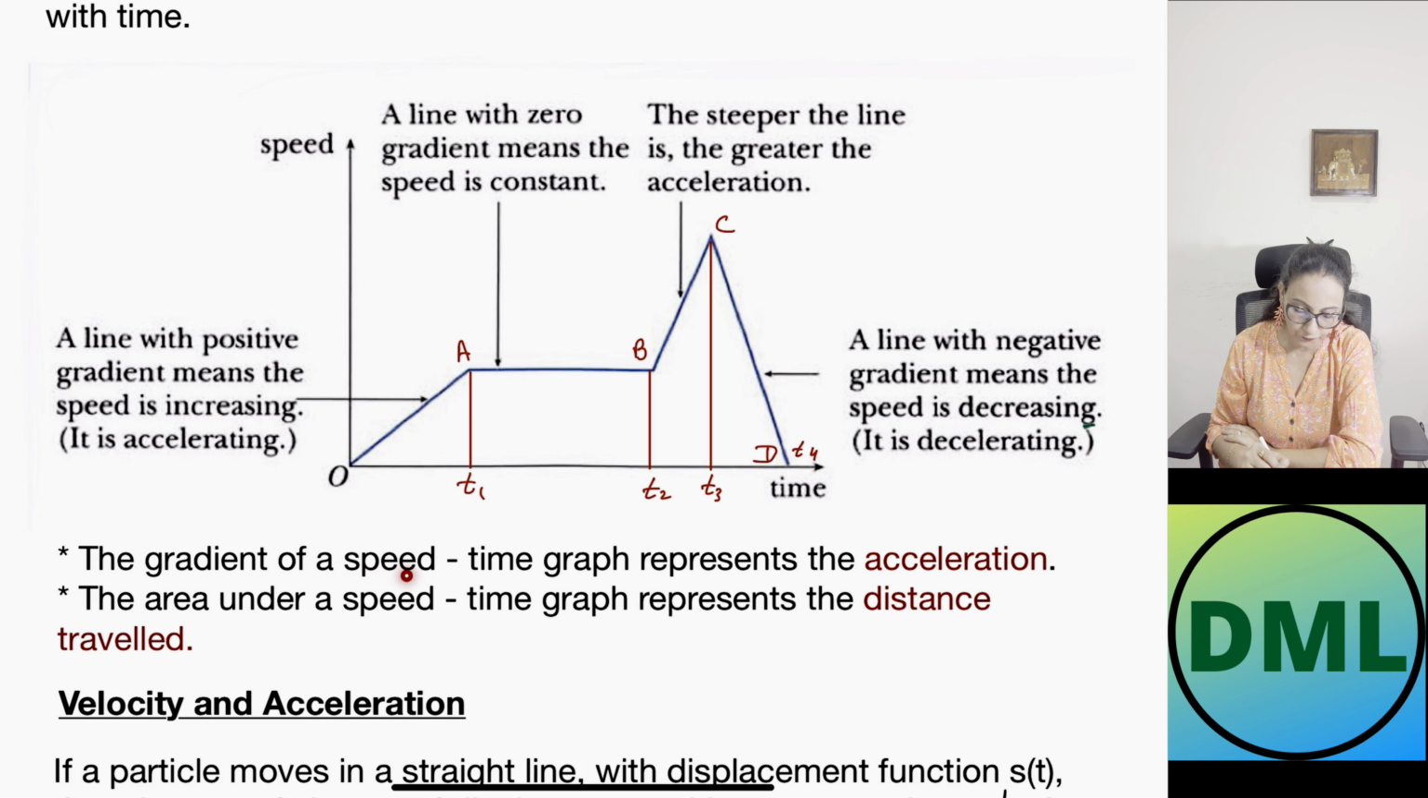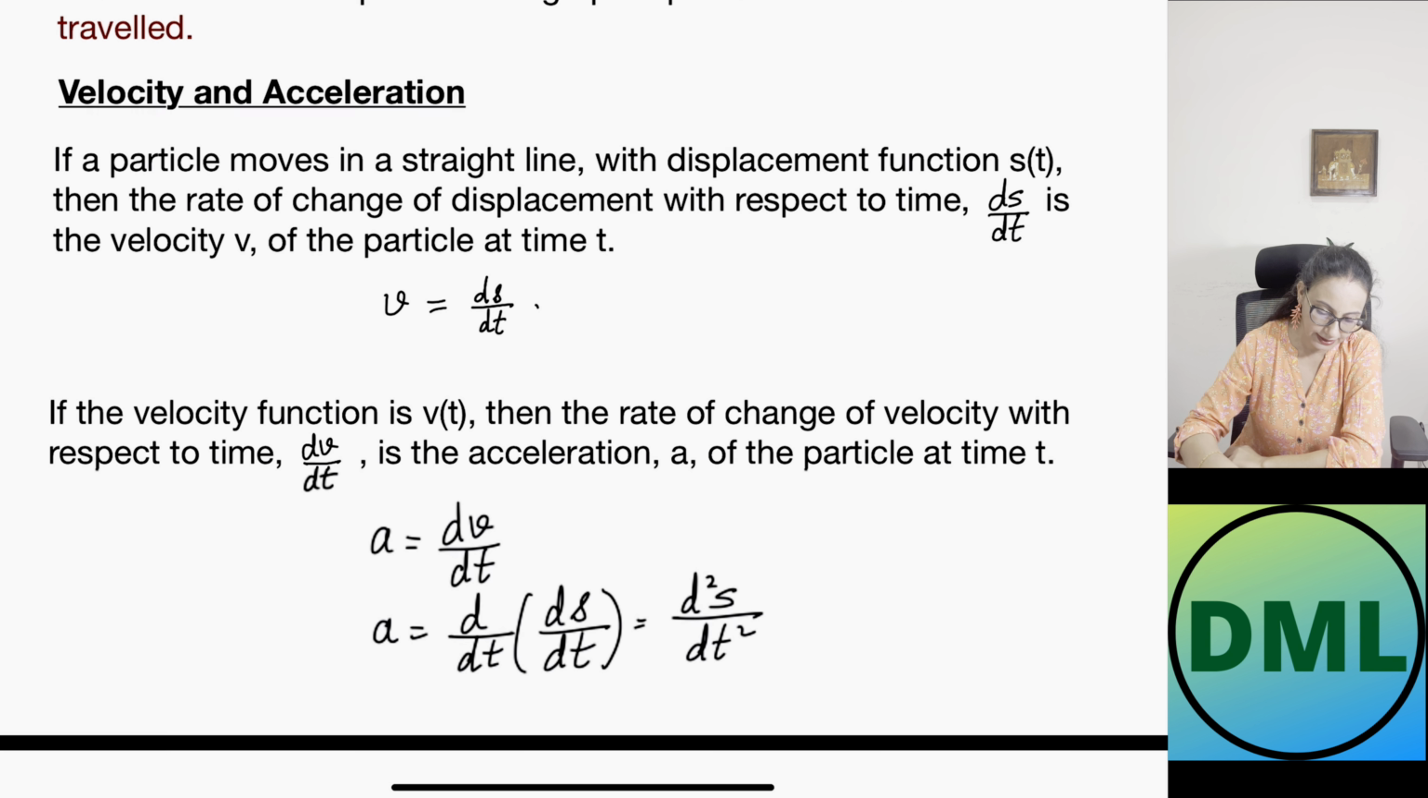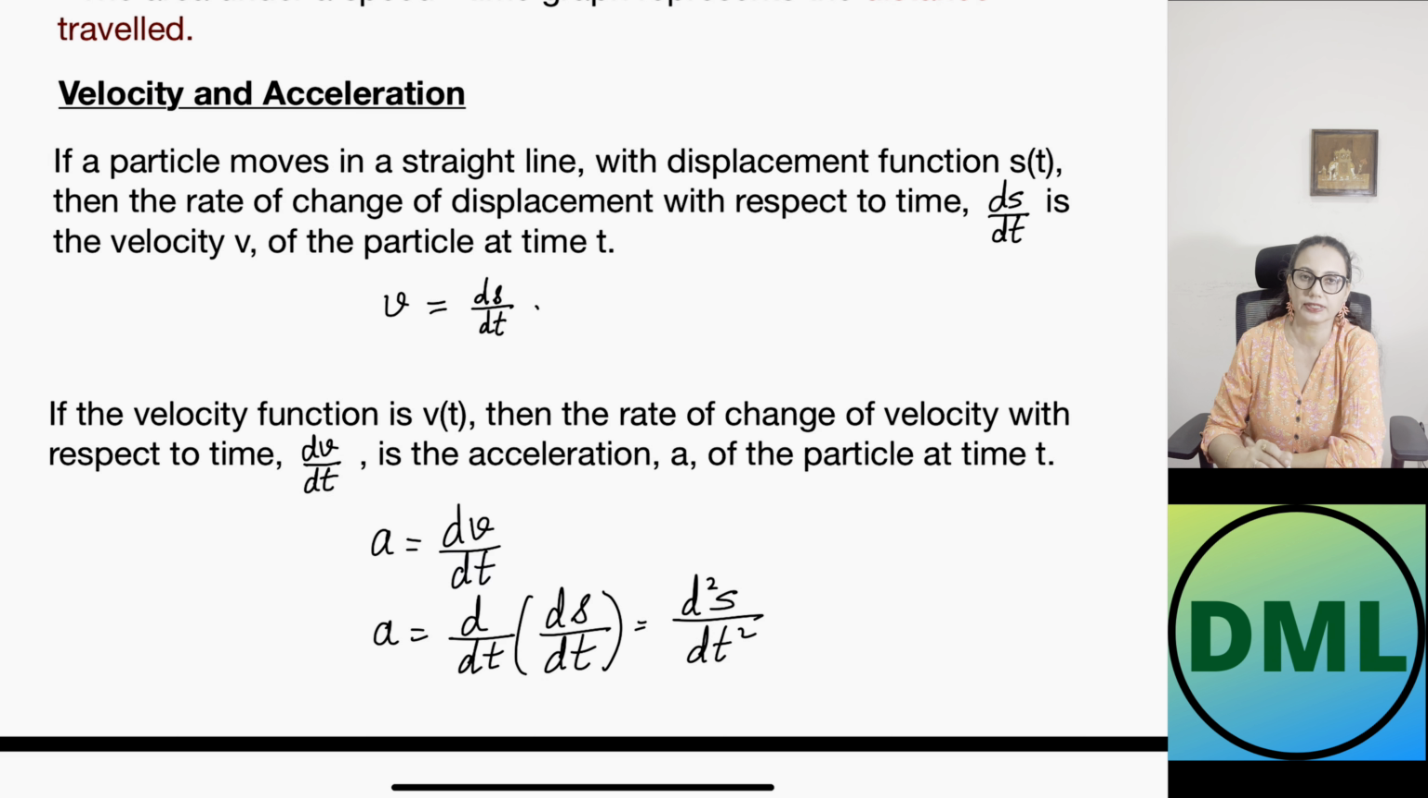The gradient of a speed time graph represents the acceleration. The area under the speed time graph represents the distance. If you find out the area under this graph, this will tell you the total distance covered by the particle. Let's see velocity and acceleration here. What is velocity and what is acceleration?